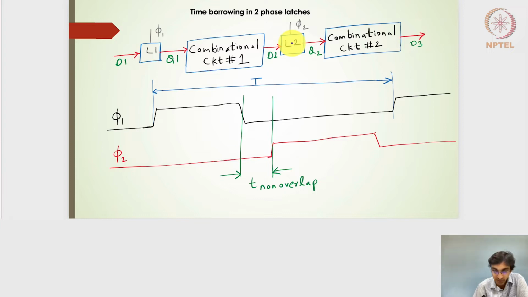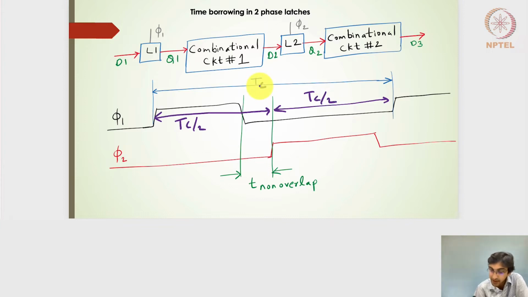Right, so in this case, what we are saying is the combinatorial circuit 1 can actually borrow the time from the second clock high level, and the maximum borrowing time is nothing but TC by 2. So if this is TC by 2 and this is TC by 2, making one particular clock cycle, I'm going to write it as TC.